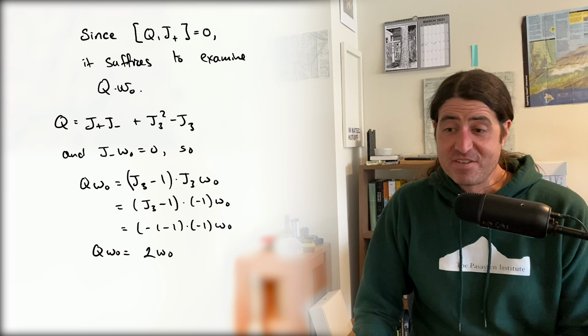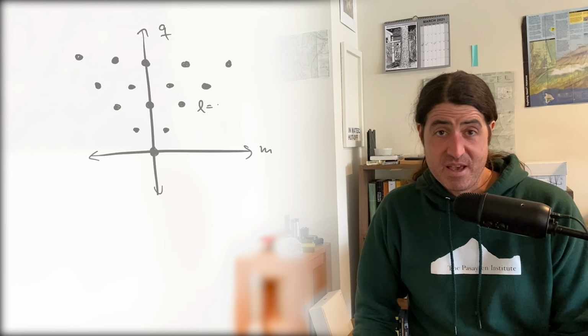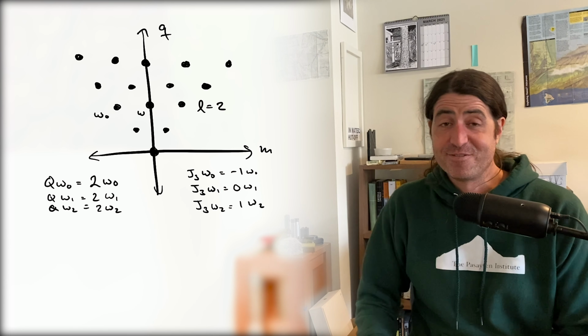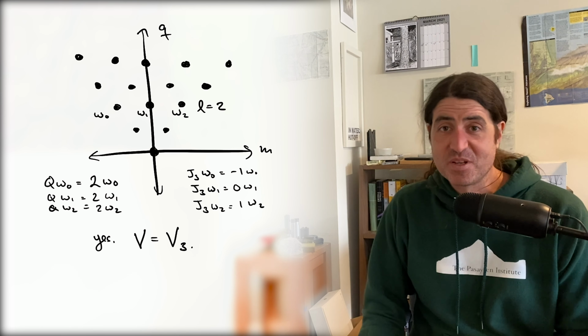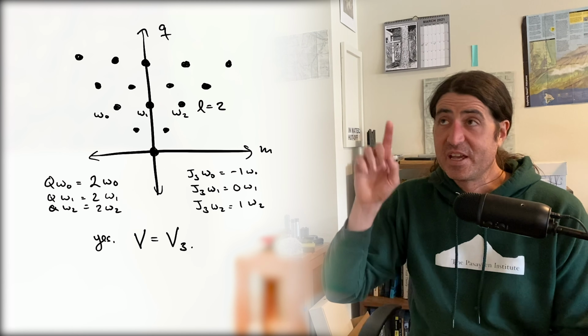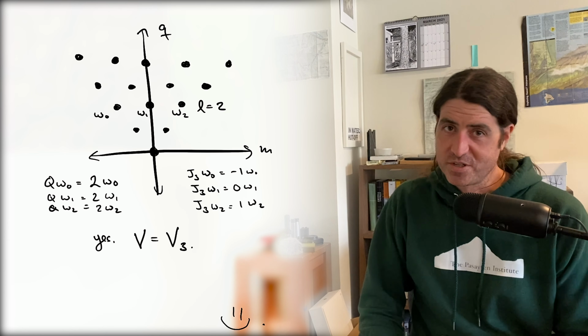And so indeed, given that we have eigenvalue q equals 2 and eigenvalues m given by -1, 0, and 1, we see that in fact, yes, V is the three-dimensional irreducible representation of SU2 up here in the wedge. So yes, V is V3. And so we're done.